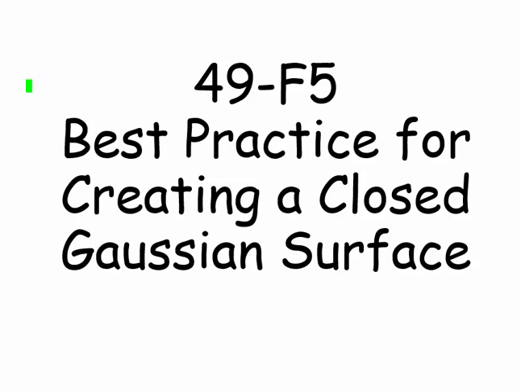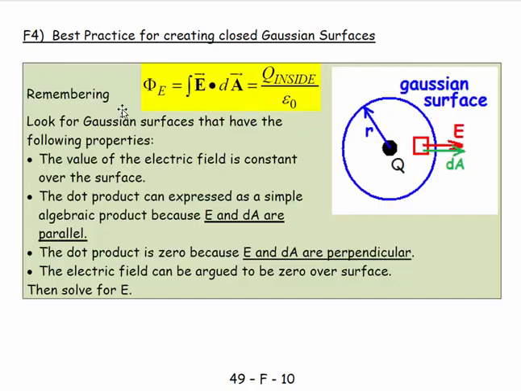49F5, and this is the best practice for creating a closed Gaussian surface. So here's the deal. We want to work out the electric field at a certain point relative to other charges, and we do this by making a Gaussian surface. It's the potato shape I showed you before. We might have some charges here, and then I can draw a Gaussian surface.